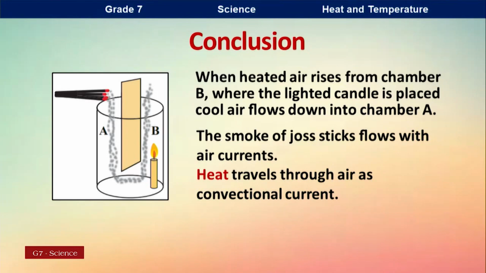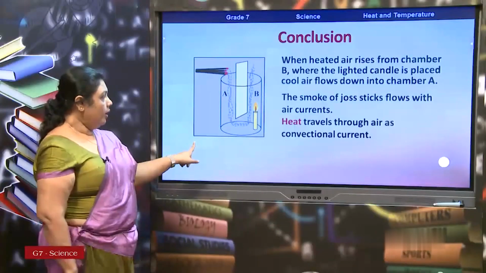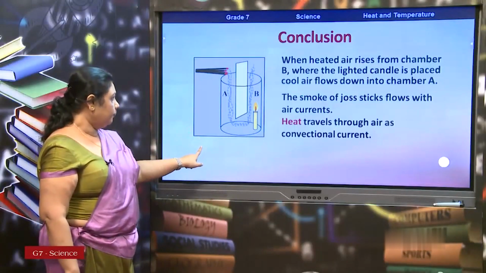When the candle heated up the air particles on the B side, they move up, and the cooler air on side A is moving to that side. So, heat travels through air as convectional current. Now, we will move to the other one.